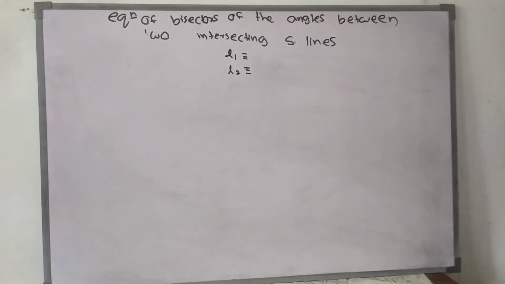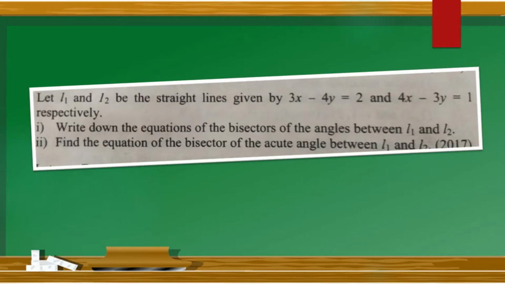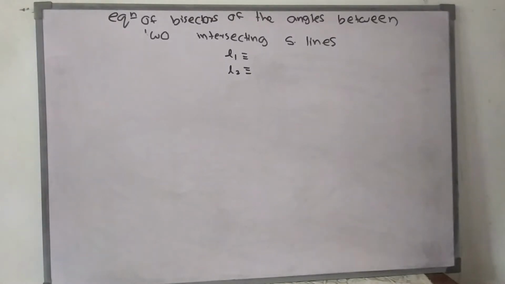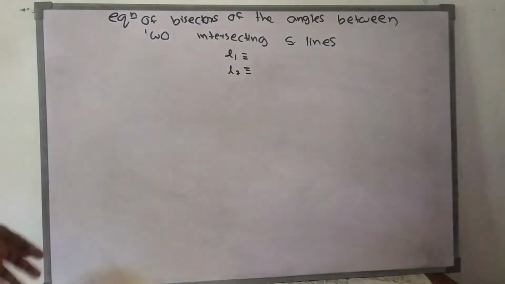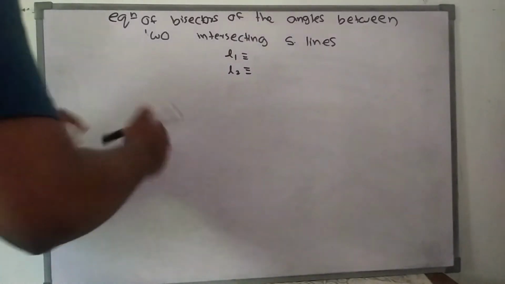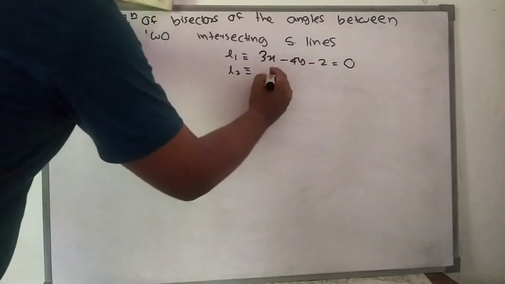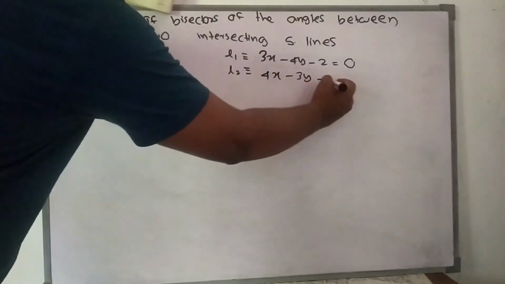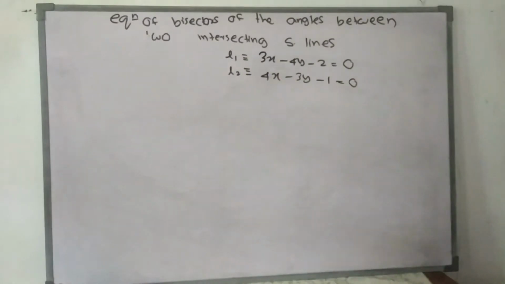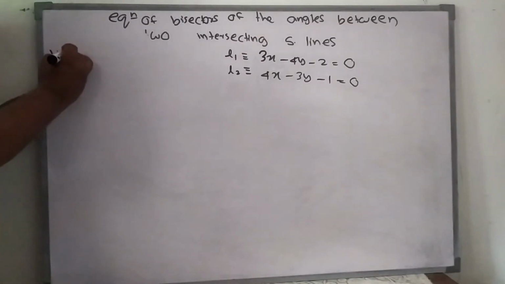Okay children, let's move to another example. Let L1 and L2 be the straight lines given by 3x minus 4y equals 2 and 4x minus 3y equals 1. Write down the equations of the bisectors of the angles between L1 and L2, right? So L1 and L2 are 3x minus 4y minus 2 equals 0 and 4x minus 3y minus 1 equals 0, right? So how do we find the bisectors?